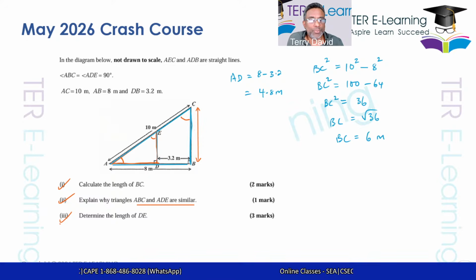Now the third part, we want to get the length of DE, right? So this here is 6 meters, and we want to get the length DE. DE is this length here. You all feel you can work that out?